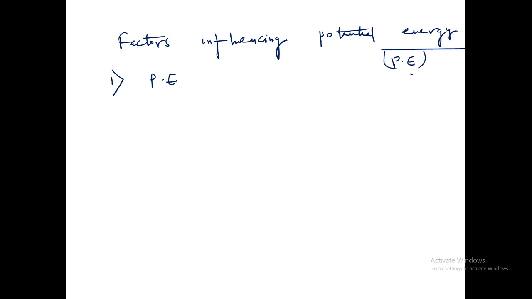What was the expression for potential energy? mgh. So potential energy is directly proportional to mass when g and h are constant. So if the mass of the body is doubled, its potential energy will also become twice.